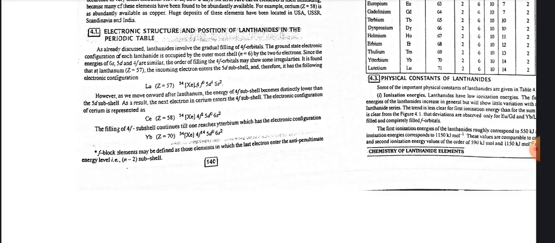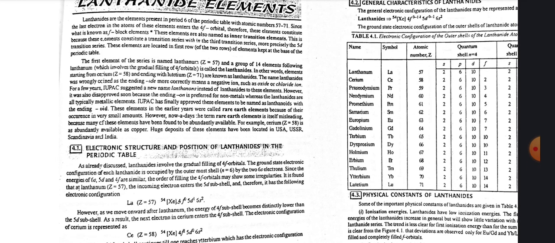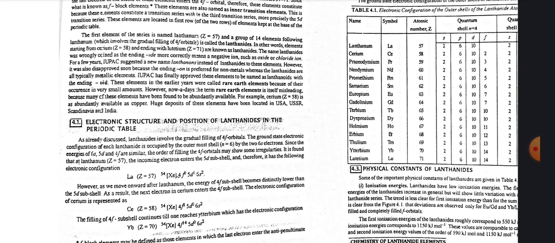Electronic structure and position of lanthanides in the periodic table. As already discussed, lanthanides involve the gradual filling of 4f orbitals. The ground state electronic configuration of each lanthanide has the outermost shell occupied by two 6s electrons. Since the energies are similar, the order of filling of the 4f orbitals may show some irregularities. It is found that at lanthanum the incoming electron enters the 5d subshell and therefore it has the following electronic configuration as given below. Here are the names of the elements: lanthanum, cerium, praseodymium, neodymium, promethium, samarium, europium, gadolinium, terbium, dysprosium, holmium, erbium, thulium, ytterbium, lutetium.